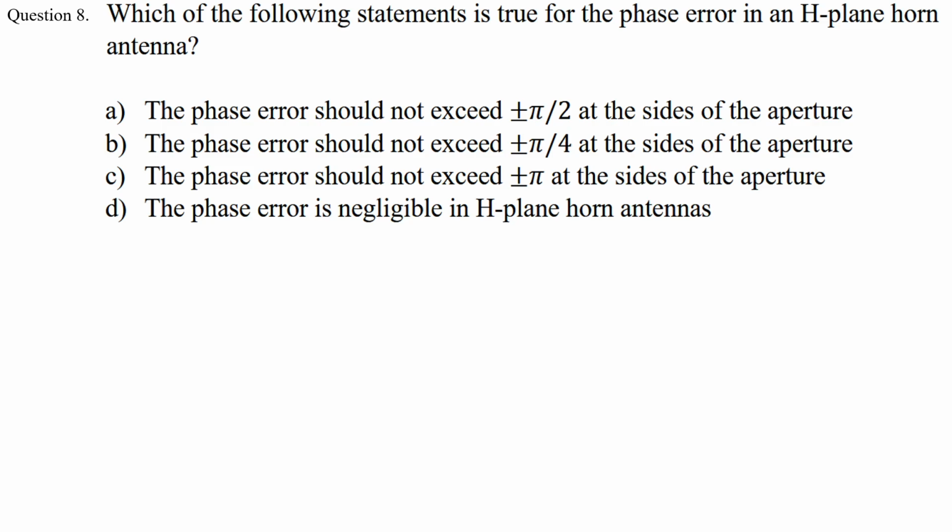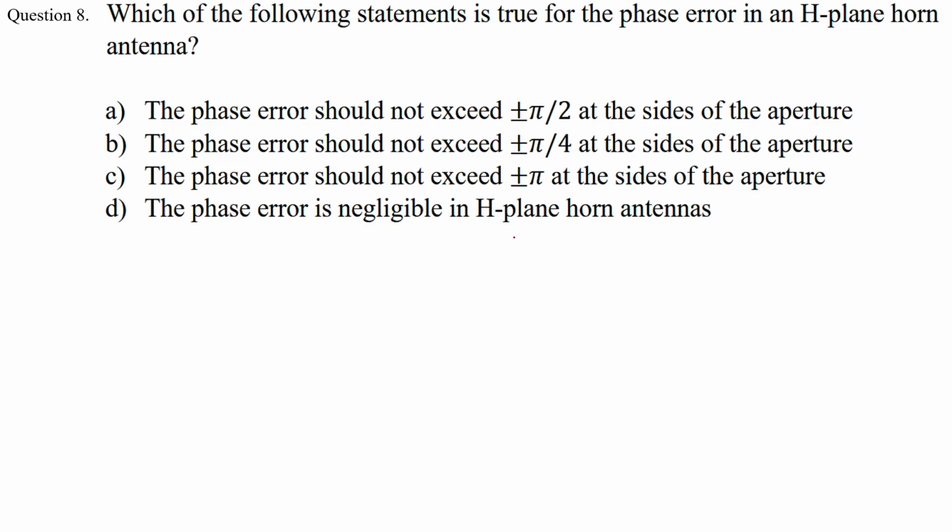Four options are given. Option A: the phase error should not exceed plus minus pi by 2 at the side of the aperture. Option B: the phase error should not exceed plus minus pi by 4 at the side of the aperture. Option C: the phase error should not exceed plus minus pi at the side of the aperture. And option D: the phase error is negligible in H-plane horn antenna.